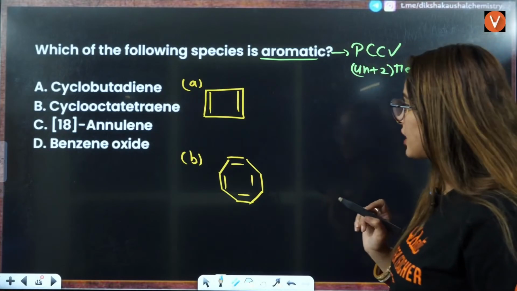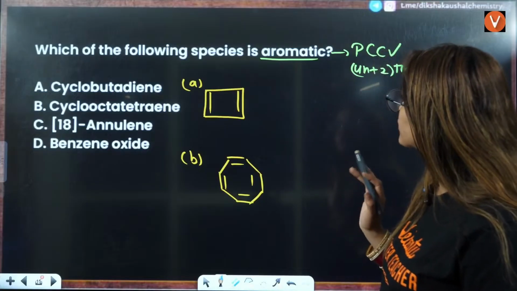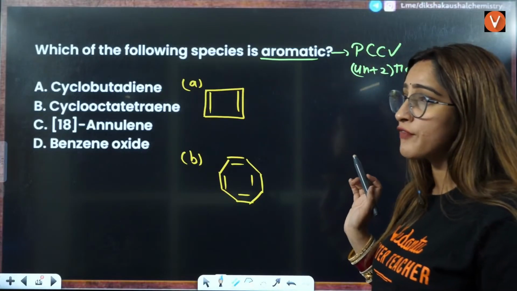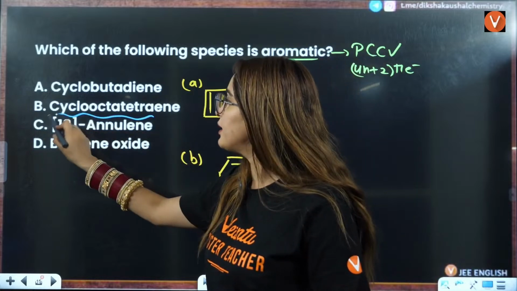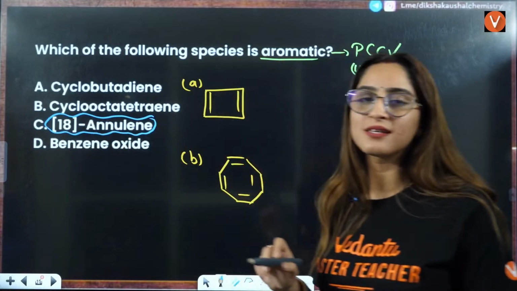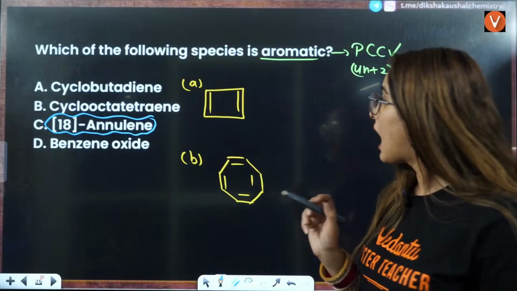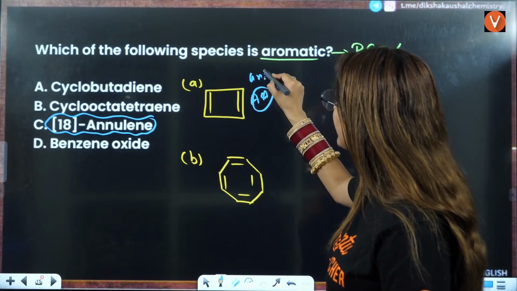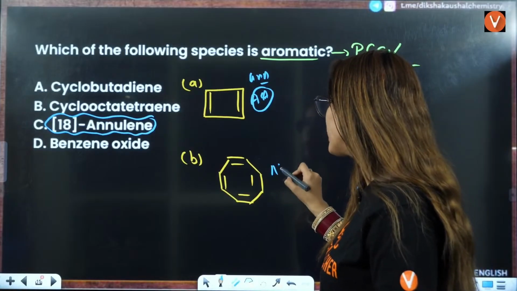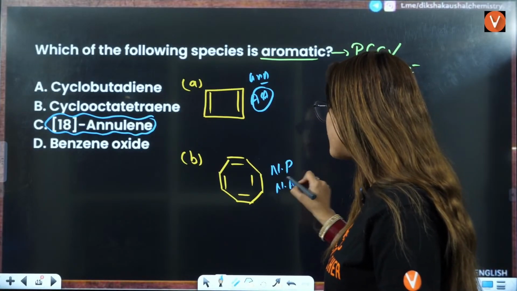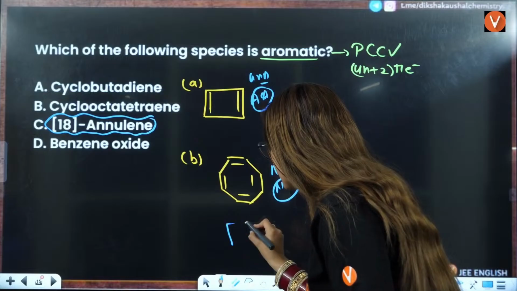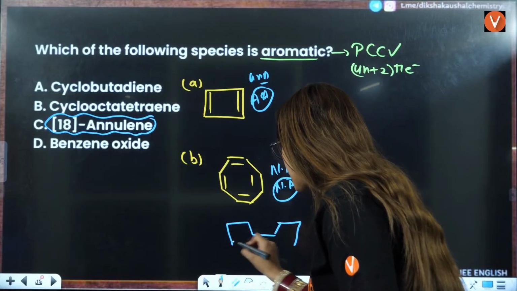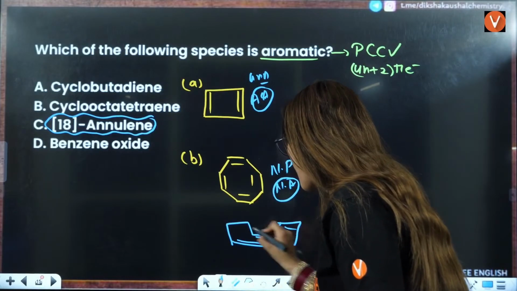they are asking you which of the following species is aromatic. When I see [18]-annulene, I can easily say this is aromatic in nature. How? Firstly, this is anti-aromatic because it has 4n pi electrons. This is non-planar, that is why it is non-aromatic, because it exists in a tub-like structure, like this.